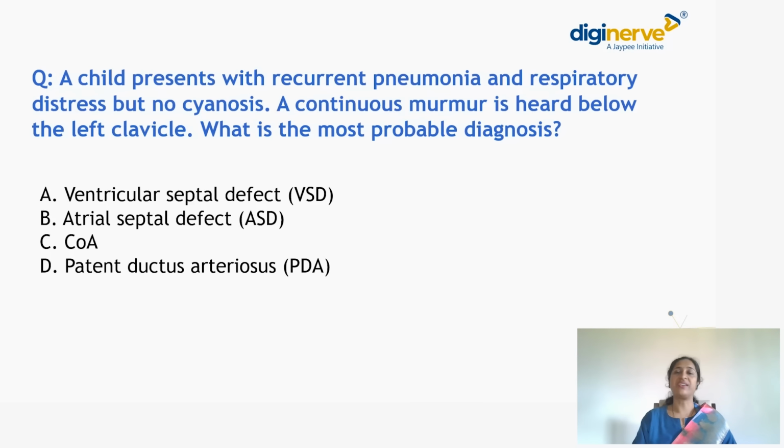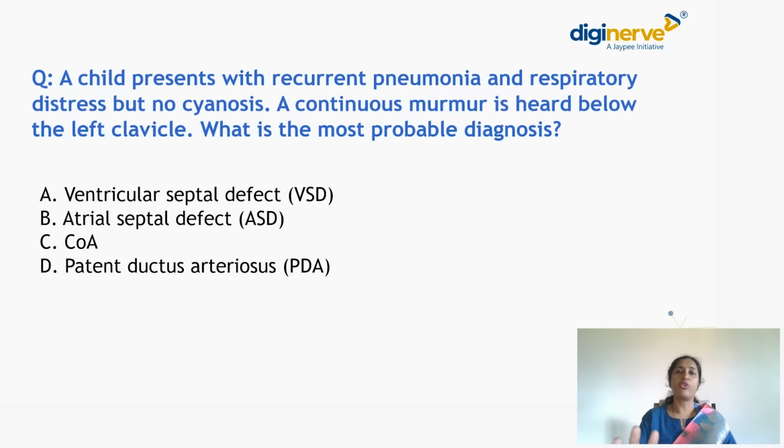A child presents with recurrent pneumonia and respiratory distress, but no cyanosis. A continuous murmur is heard below the left clavicle. What is the most probable diagnosis? Now, just by looking at this, there is no cyanosis. Why would they say no cyanosis? They will say no cyanosis in a respiratory case only if the child is very sick. So no cyanosis with a murmur essentially means it's a cardiac condition, which is acyanotic congenital heart disease. Acyanotic congenital heart diseases do present with recurrent lower respiratory infection.